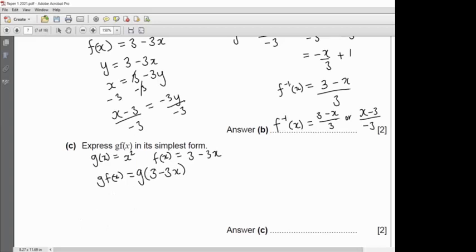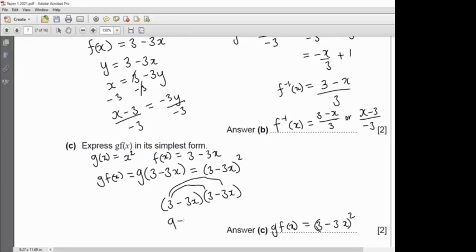So we already worked out g of negative 3, and the way to work that out is simply to replace the x here with 3 minus 3x. So this is 3 minus 3x squared. So g of f of x is 3 minus 3x squared. Of course, you can expand this. You have 3 minus 3x. Remember that squared means you multiply something by itself. Then 3 times 3 is 9. 3 times negative 3x is minus 9x. Minus 3x times 3 is minus 9x. And then negative 3x times negative 3x is 9x squared. So this is also equal to 9 minus 18x plus 9x squared.